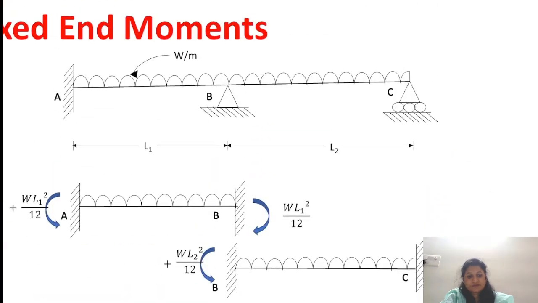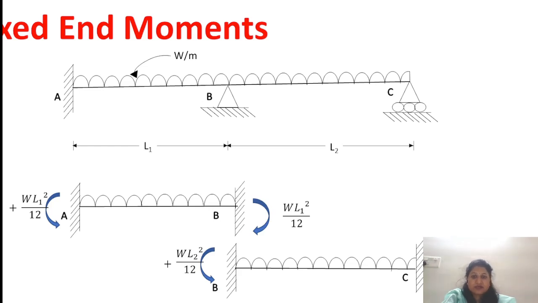As per the definition, we know that the final moment is equal to the summation of all the moments, and the first moment is the fixed end moment. So WL square by 12 is the fixed end moment for UDL loading. AB is subjected to the UDL, so WL1 square by 12 is positive in the anticlockwise direction, and in the clockwise direction, WL1 square by 12 is negative.